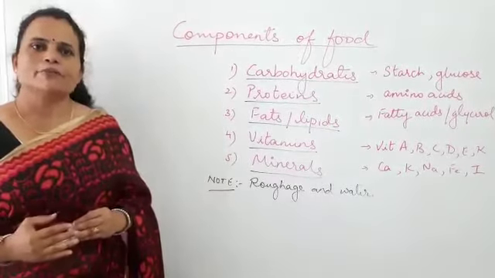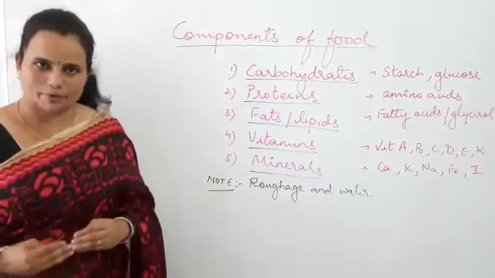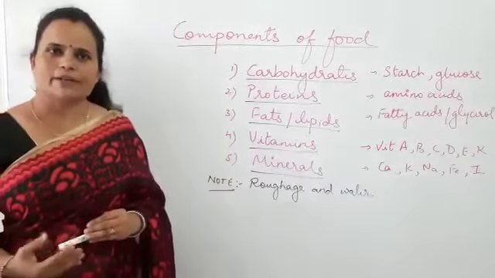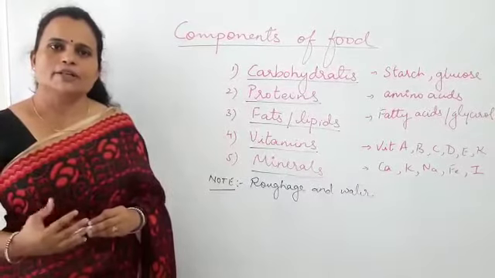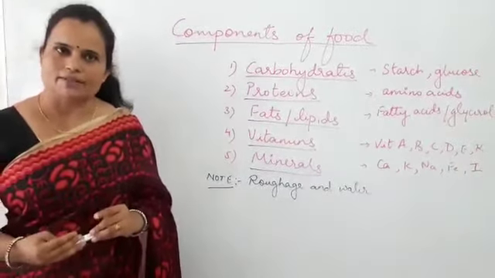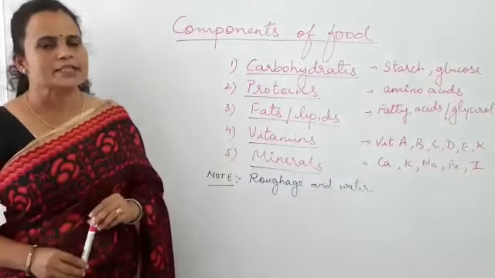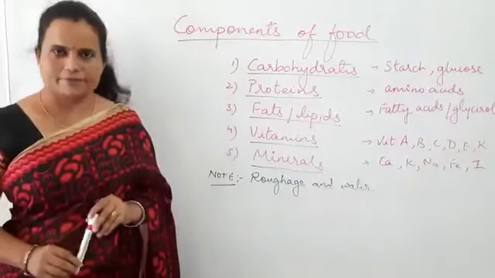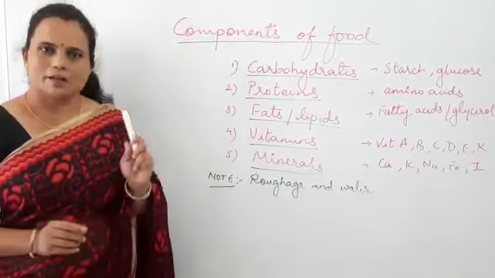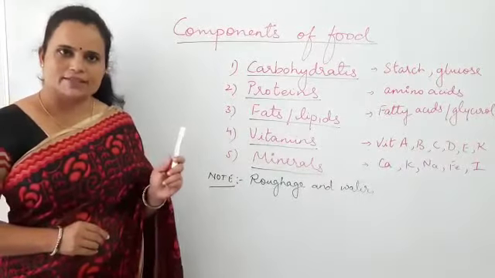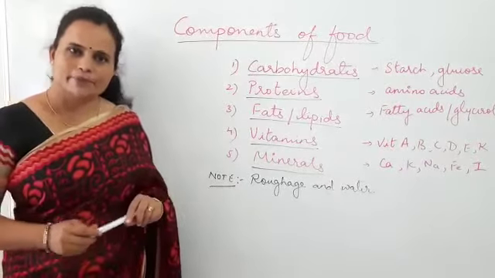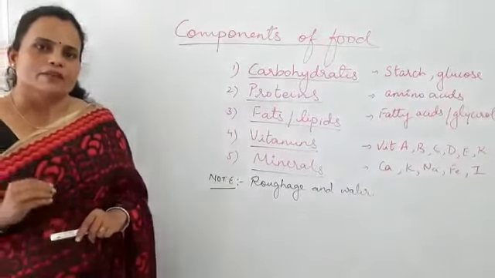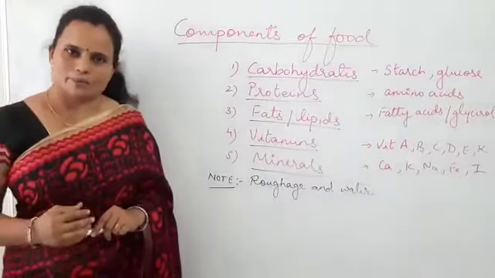Basically, whatever food is required by our body to be alive, for growth, repair, and for energy, the food should contain certain components. So what are those basic components which our food should have for a healthy life? The components are carbohydrates, proteins, fats, minerals, vitamins. Okay? Now, first of all, we will talk about carbohydrates.